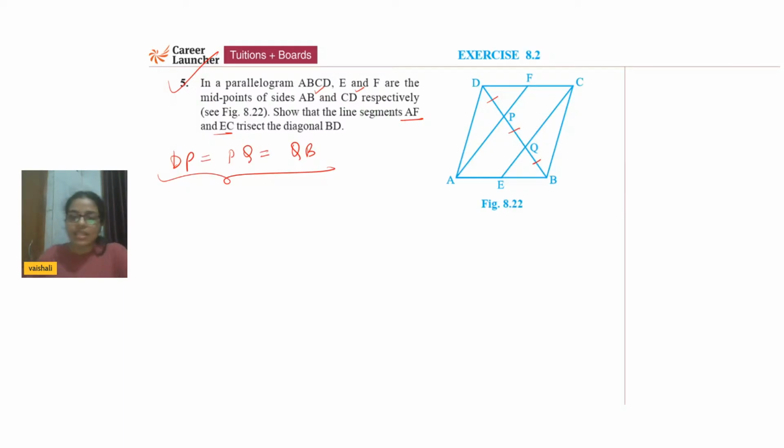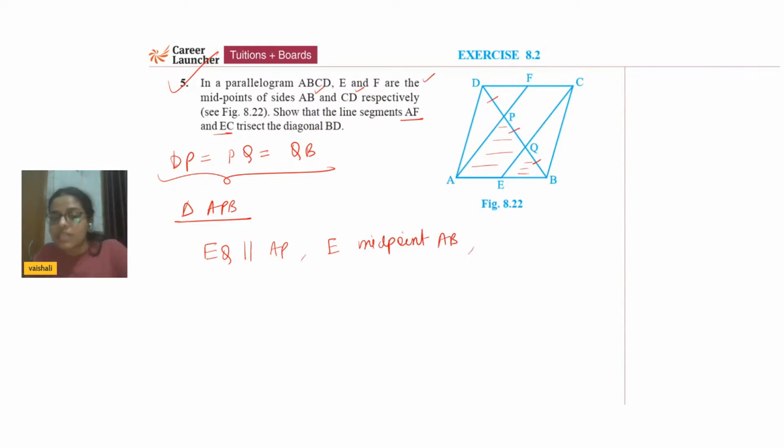Can we say that, focus on triangle APB? APB इस triangle में focus करिए. Can I say that my EQ is parallel to AP? Yes. And can I say that E is the midpoint of AB? Yes, it's already given in the question.